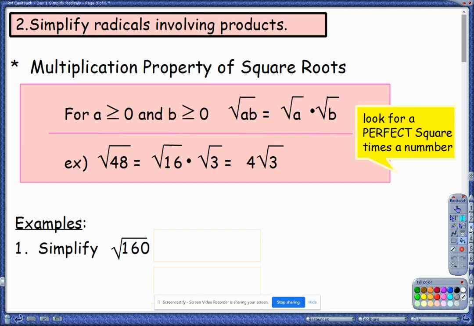So the rule is that the multiplication property says that if A is positive or 0 and B is positive or 0, then the square root of A times B can be separated into two parts. So we can make it radical A times radical B. For example, the square root of 48, also known as radical 48, can be split into two parts, radical 16 times radical 3. Now, we can break it up into many factors, but the goal is to always look for a perfect square in the factors.